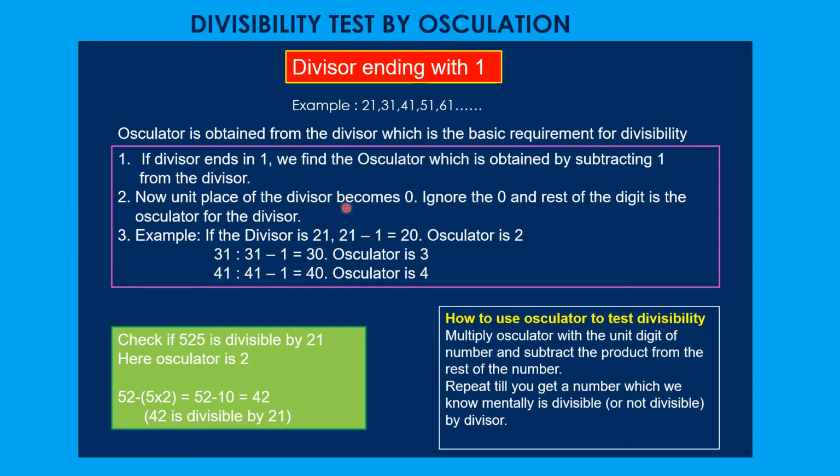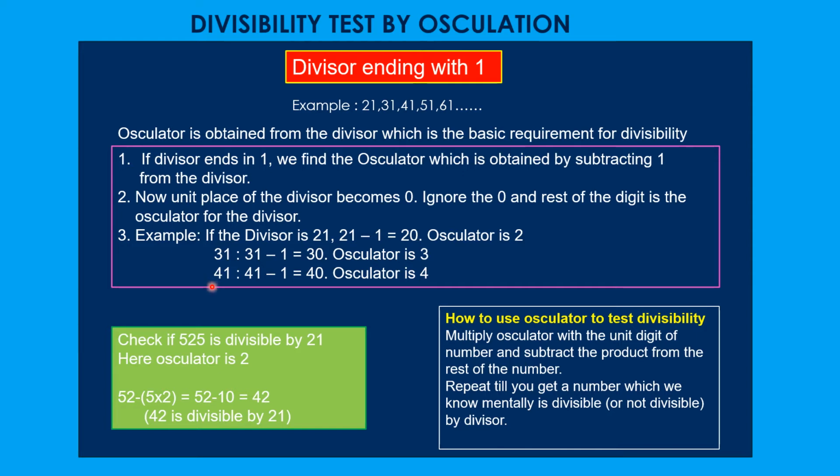Now the unit place of the divisor becomes 0, so you ignore the 0 and the rest of the digits are the osculator for the divisor. For example, if your divisor is 21, you do 21 minus 1, you get 20. So you ignore the unit digit 0 and 2 is the osculator. For example, in 31, you do 31 minus 1, you get 30. Ignore the unit digit 0 and 3 is the osculator for the divisor 31. Same with 41. You do 41 minus 1, you get 40. Ignore 0, 4 is the osculator for the divisor.